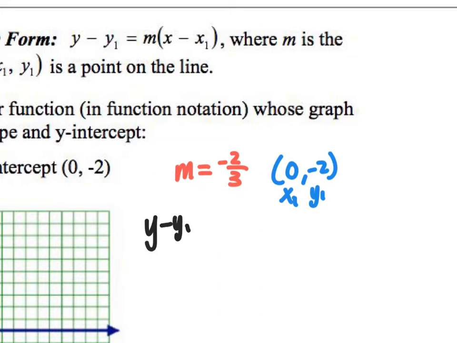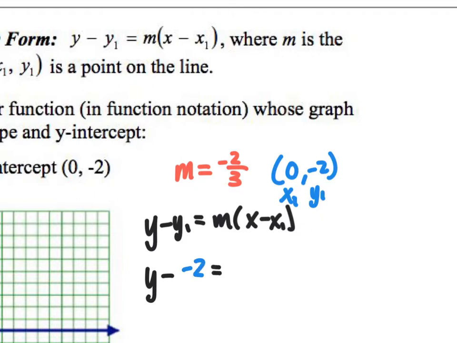y minus y sub 1 is equal to m times x minus x sub 1. All right, and I'm going to go ahead and plug these values in. So I'm going to write y minus, and y sub 1 is the value negative 2. Now I'm just going to go ahead and plug in negative 2 into that. Make sure you keep your signs straight.